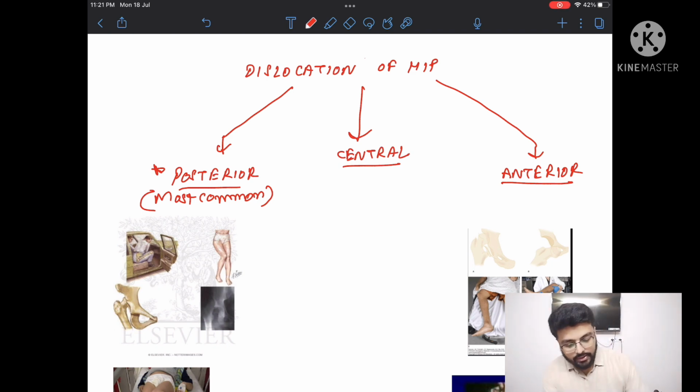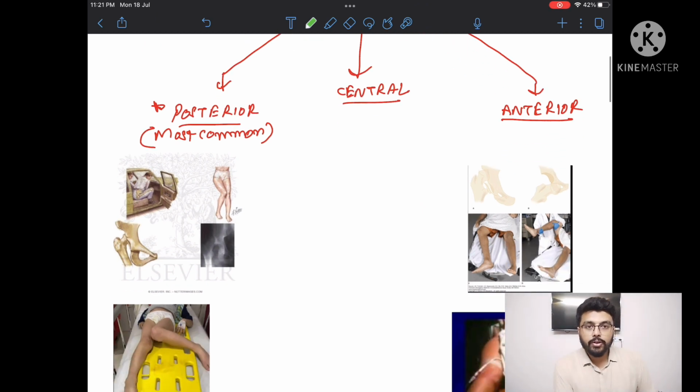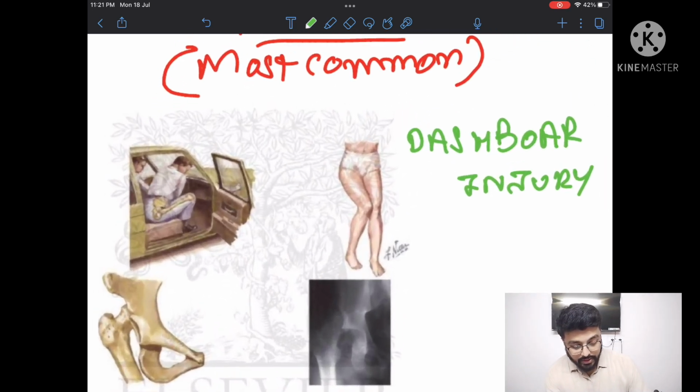Okay, so coming to the posterior dislocation, first of all, the question commonly formed is on the basis of mechanism of injury. So it is also addressed as dashboard injury. Why dashboard? Dashboard is that area which is present on the front of the car. The knees of the driver and the co-passenger lie against the dashboard. So that is the dashboard area. So you can see in the picture. I'll just zoom it in. So this area is the dashboard.